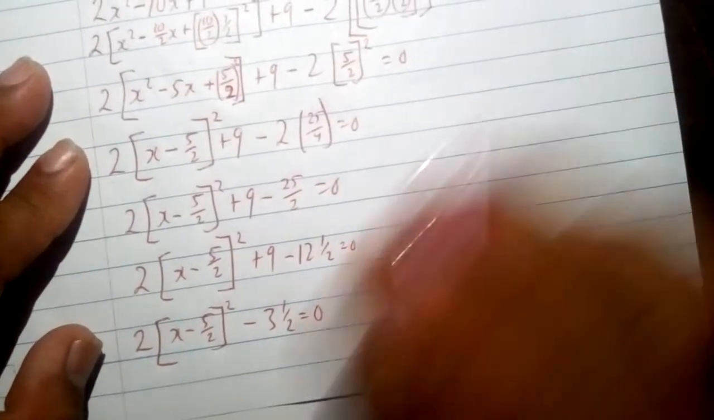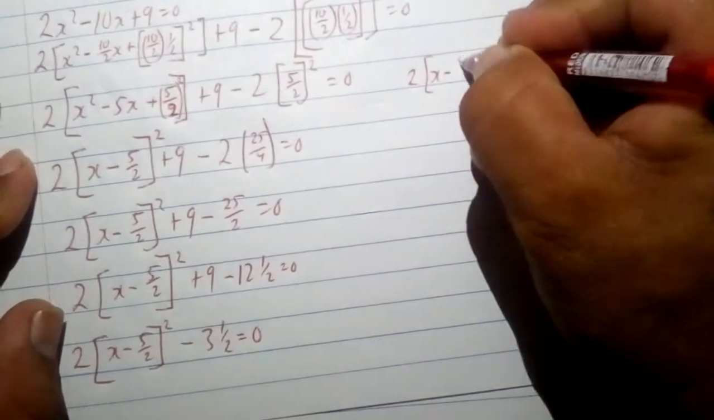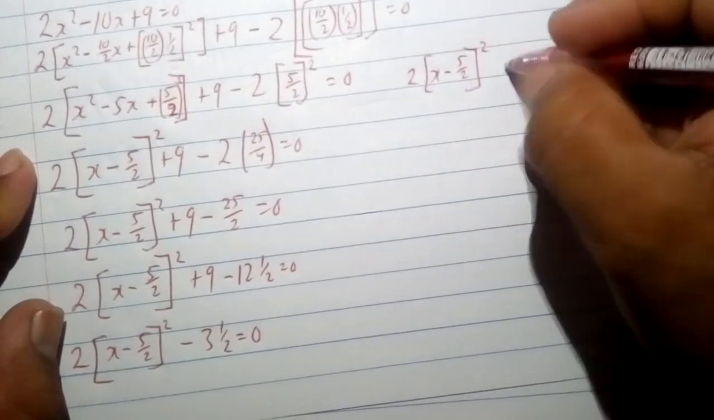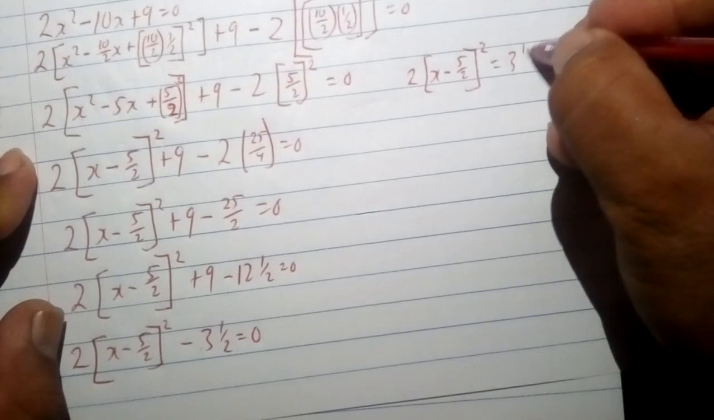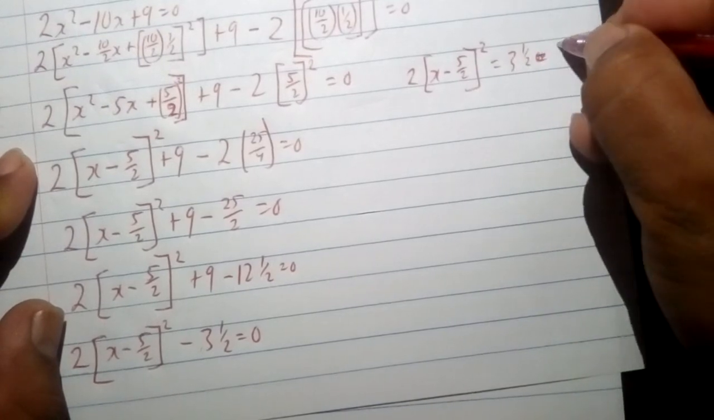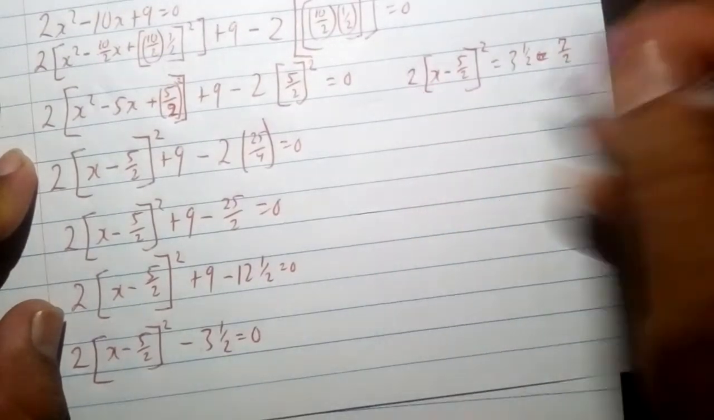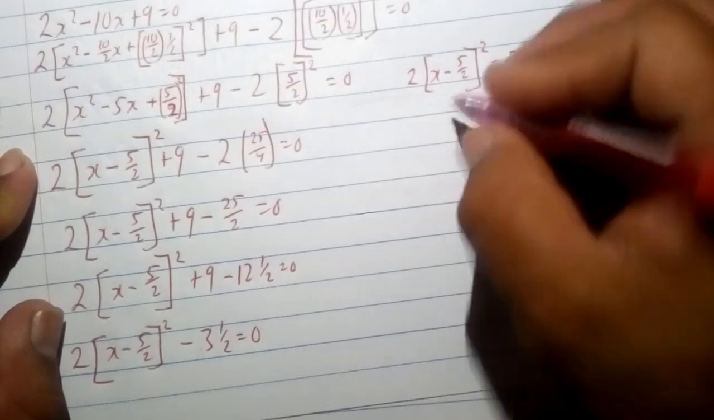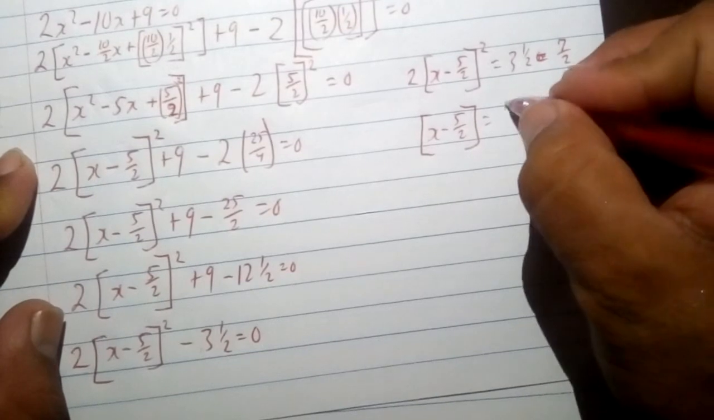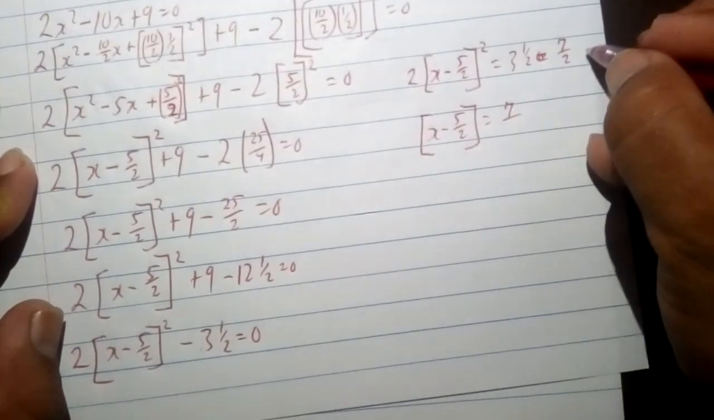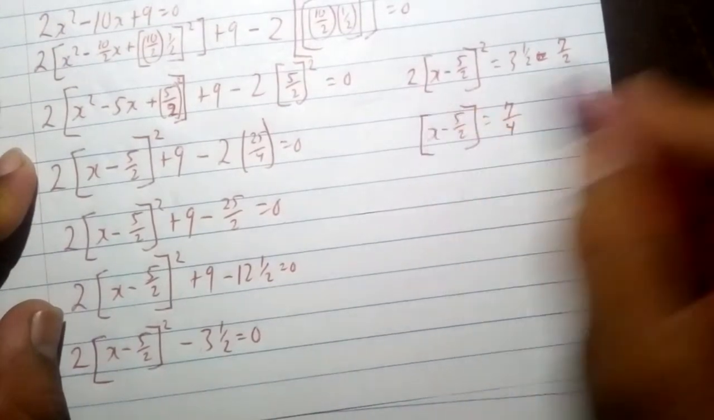We bring this up here so we can show everything together. So we have 2 open bracket x minus 5 over 2 close bracket squared. Bring the negative 3 and a half to the next side, that becomes 3 and a half, or it becomes 7 over 2. I'm going to leave it as a fraction because I need to be moving some other values. So this becomes division: x minus 5 over 2 close bracket squared equals 7 over, this 2 will be multiplied on this other side, so that becomes 2 times 2, which is 4, because this becomes a fraction.